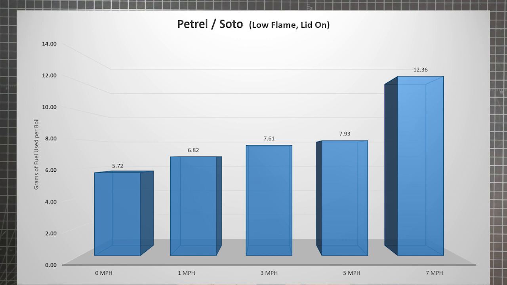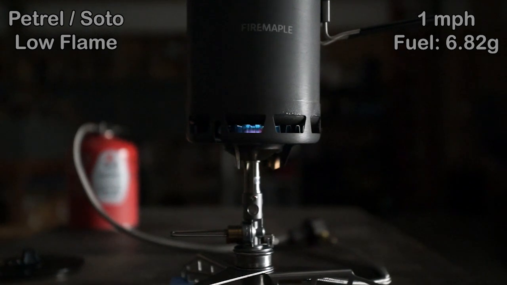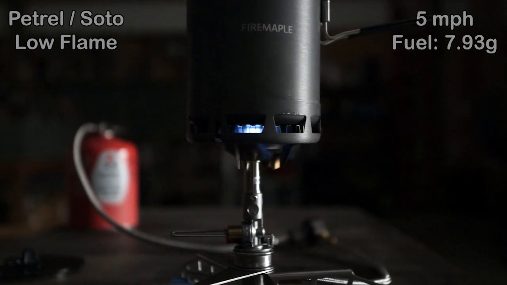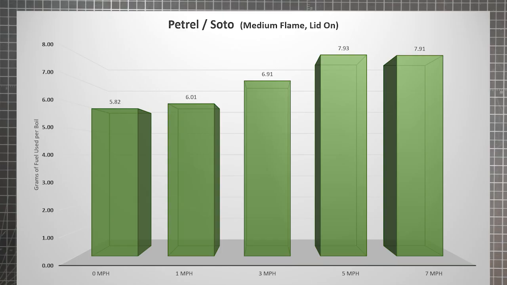With the burner in there close and protected, I was able to get a boil on low all the way up to 7 miles per hour, though you can see from the spike that it's about as far as you'll get with a weak flame. It looks pretty good on medium. That tiny drop at 7 miles per hour is within the margin of error.